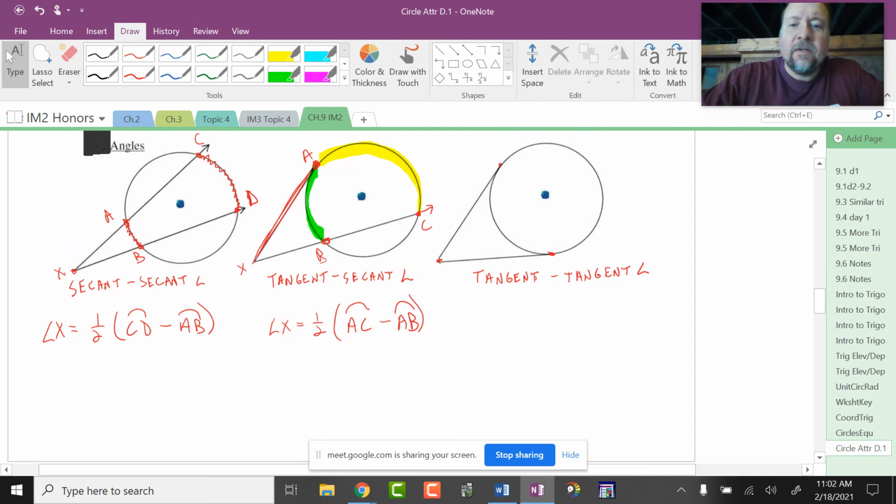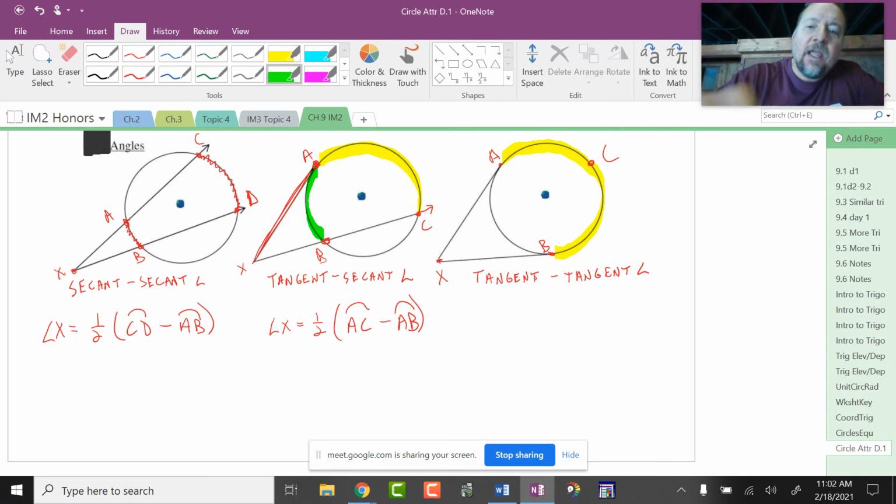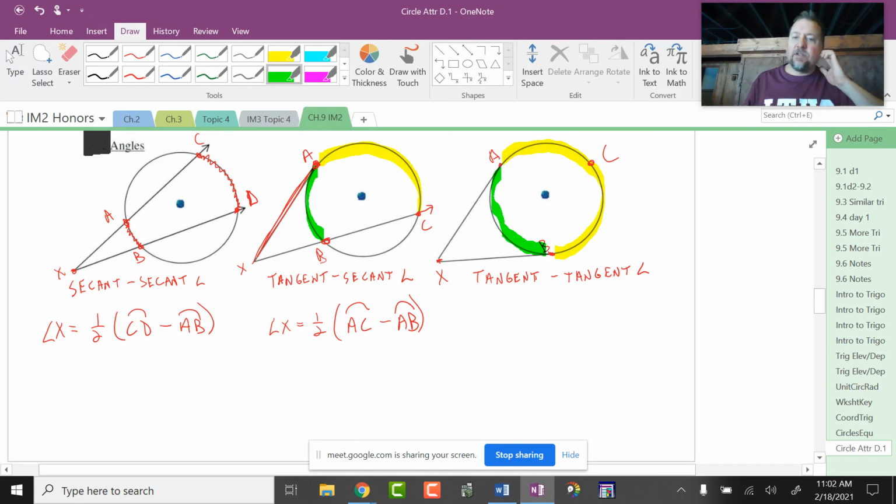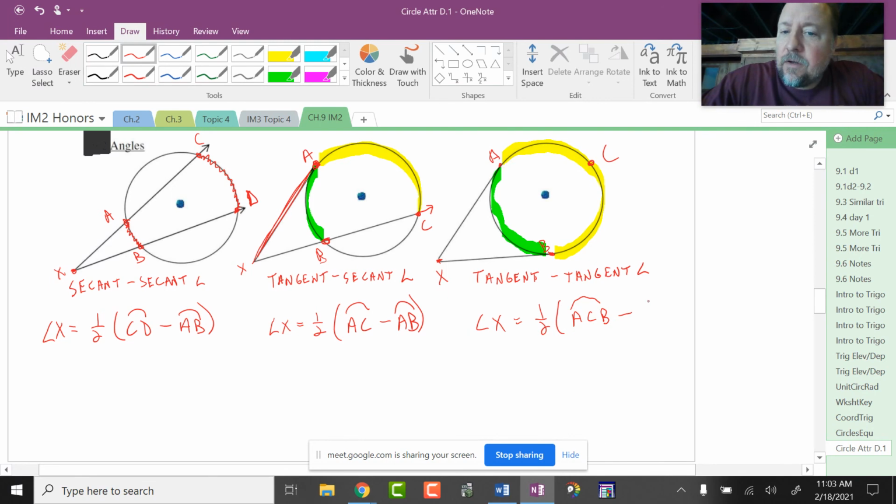All right, and then the last one, it's the same, except I do need an extra letter. Let's put AB, but I need a C out here for naming a major arc. This is definitely a major arc here. So the tangent cuts this arc and this arc, which, yes, is the full 360. That's what's special about a tangent situation. Many things are special about it. But angle X is equal to, again, half, but I need a major arc. That's why I had to add that third letter so I know that this is a major arc, minus AB, which is a minor arc.